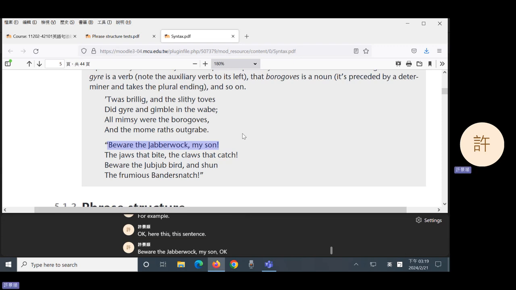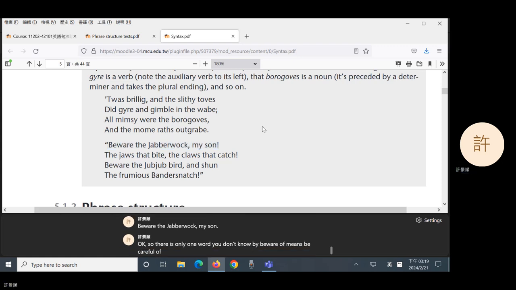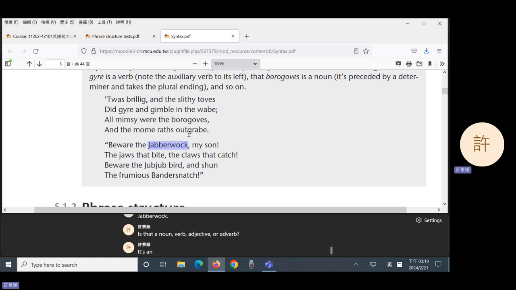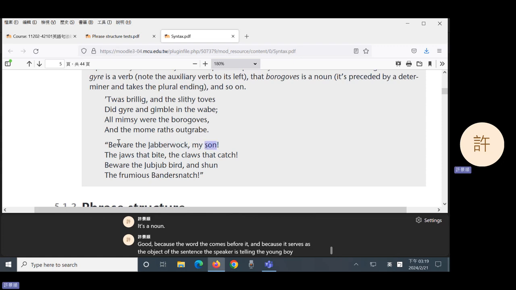Okay, so there is only one word you don't know. Right? Beware means be careful of. Jabberwock, is that a noun, verb, adjective, or adverb? It's a noun, good, because the word the comes before it and because it serves as the object of the sentence. The speaker is telling the young boy, my son, to be careful of this thing. So it's a noun.